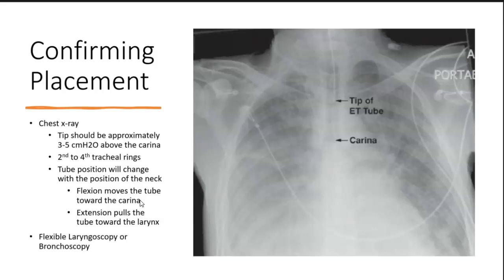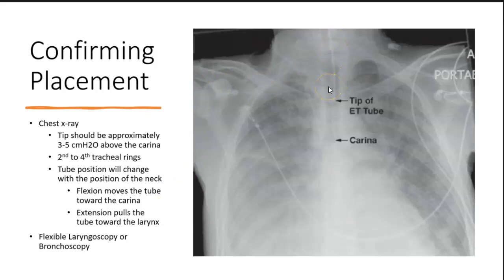So if I flex my neck forward, where my chin is towards my chest, that is going to move the tip of my endotracheal tube downward towards the carina. If I extend my head, where I'm putting my chin towards the ceiling, that is going to pull the tube toward the larynx. So my tube will be up.